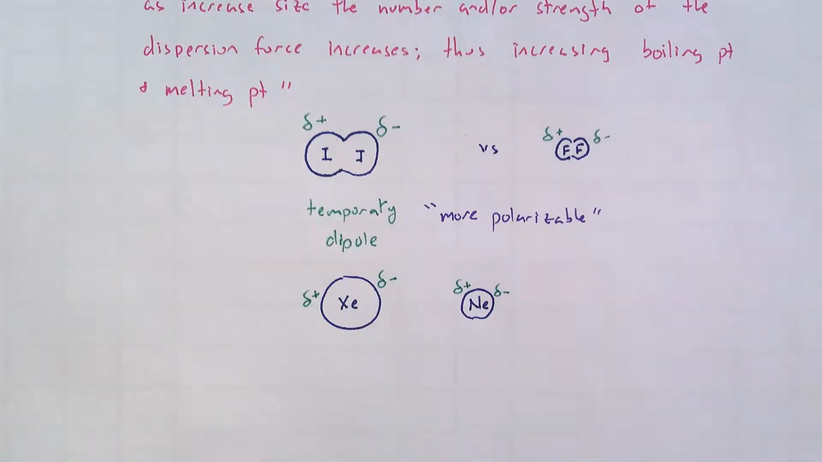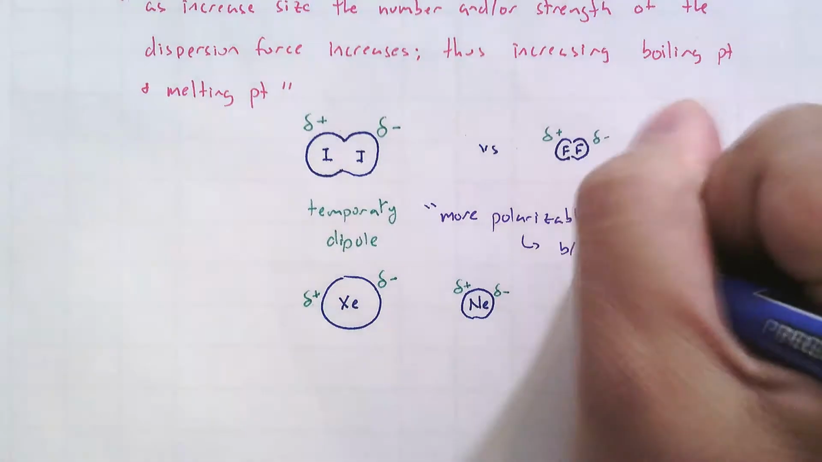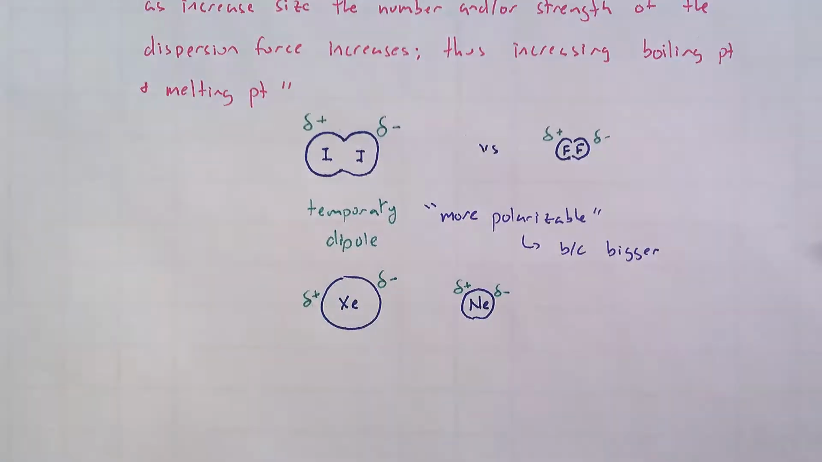All right, more polarizable because it's bigger. And some people like to say it has a bigger electron cloud.